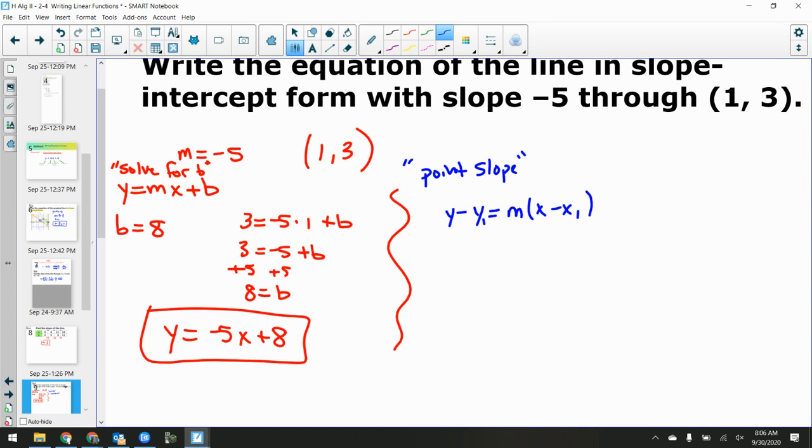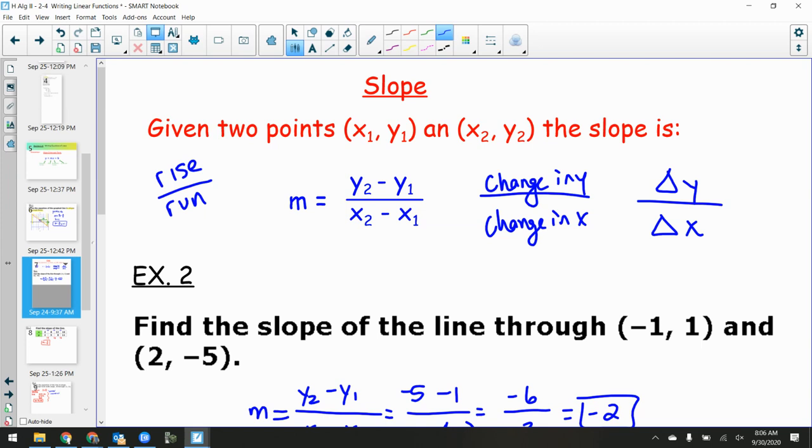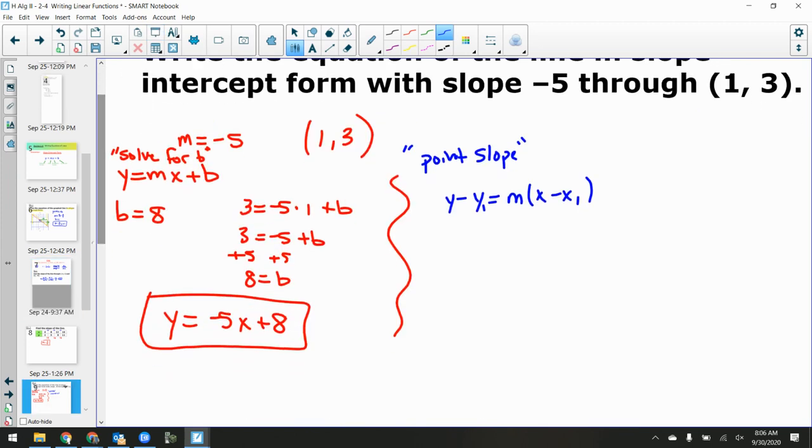True. Hold on a second. Yeah, sorry. Ooh, had a blank out moment there.